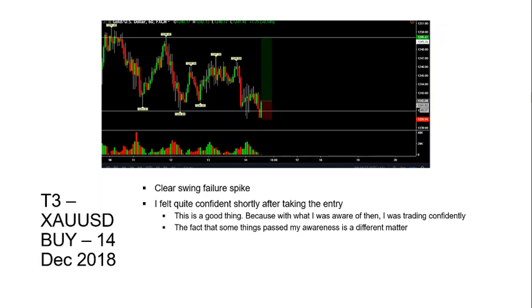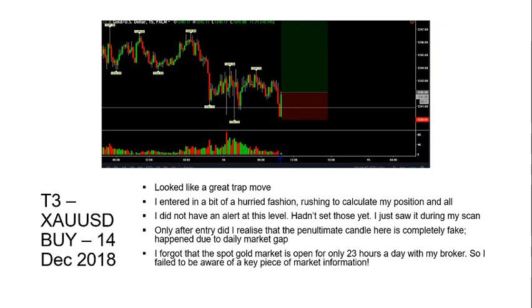And that confidence is a good thing because with whatever information I was aware of then, I was trading confidently, and that's important. The fact that some things actually passed my awareness, I was not aware of them, that's a different matter. The important thing, the fact that I was confident in this, maybe even with incomplete information, I view as a very good thing. So the reason I entered it was it looked like an excellent trap move. So I entered in a bit of a hurried fashion, right? Rushing to calculate my position size and everything like that.